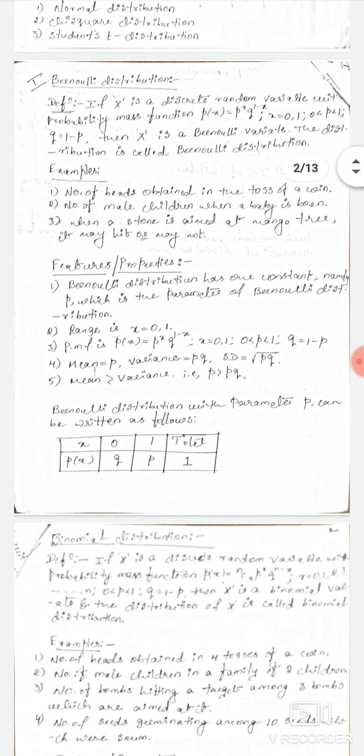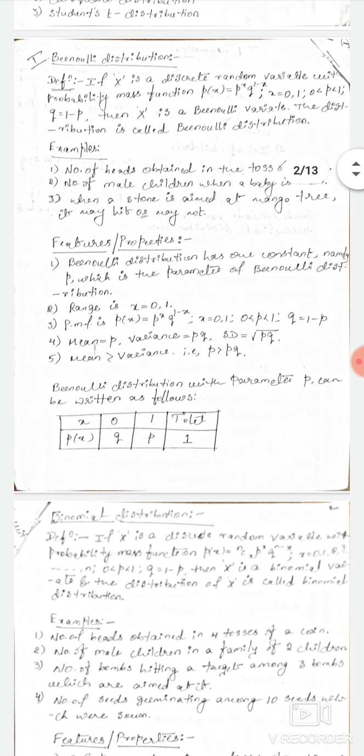If x is a discrete random variable, the mathematical expression for these discrete probability distributions is known as the probability mass function, PMF. If x is a discrete random variable with the probability mass function P(x) = p^x q^(1-x), where x takes the values 0 and 1, p lies between 0 and 1 and q = 1 - p, where p is the probability of success and q is the probability of failure, and the value of probability always lies between 0 and 1, and here x takes the values 0 and 1, that is, 0 stands for failure and 1 stands for success, then x is a Bernoulli variate.